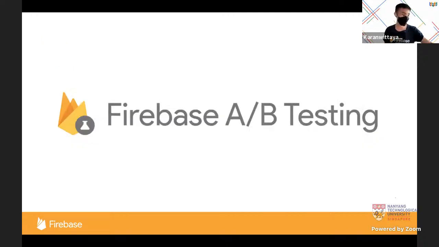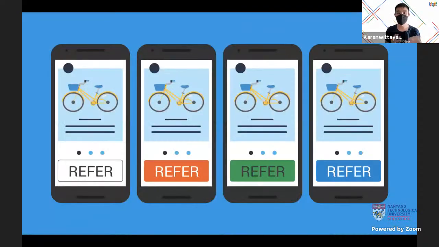Next is Firebase AB Testing. Let me check my time. Okay, almost over. Firebase AB Testing is one of the features you can use to validate your idea. Sometimes you may launch a new feature. For example, on the screen, you will see many colors of the button in the application. Sometimes you may want to validate your idea, which color is better for your user or encourages users to click.